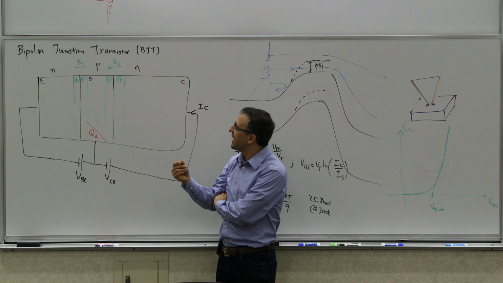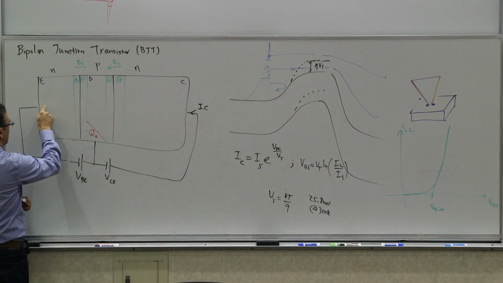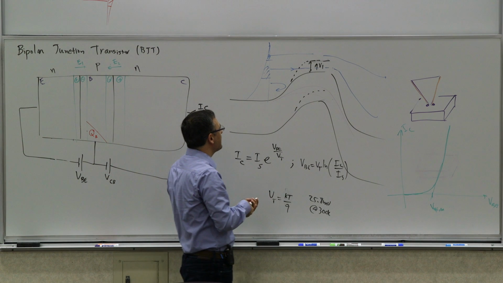What is carrying the total current in this junction? Let's say this emitter current in that case would be carried by what? Electrons. Why electrons? What happens to the holes here?